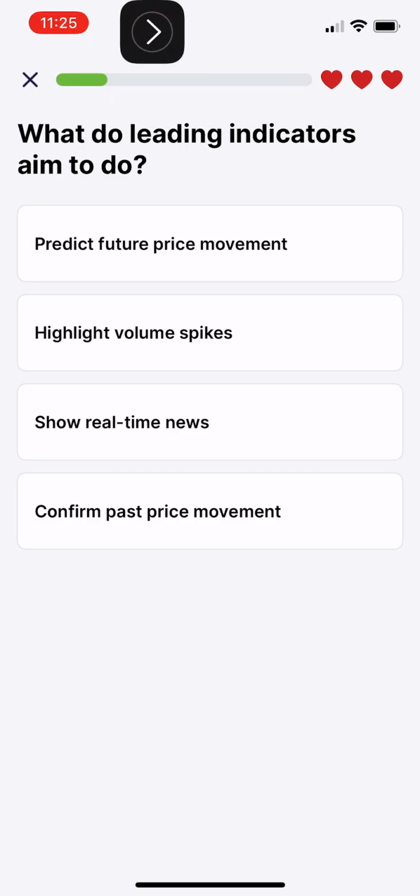What do leading indicators aim to do? Predict future price movement, highlight volume spikes, show real-time news, confirm past price movement.